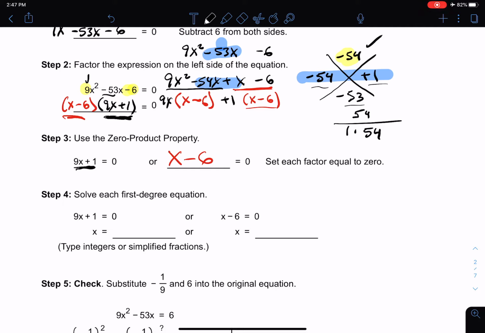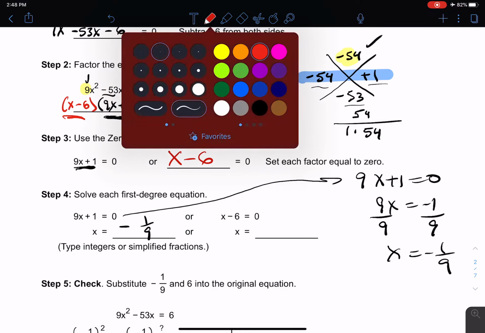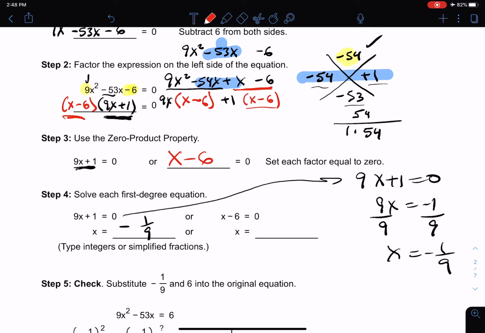This one has a little more work because it's more than one step, but it's not that bad. 9x plus 1 equals 0. Subtract 1 on both sides, which gives us a negative 1. Divide by 9, and x equals negative 1/9. And then on the other hand, this red one just says x minus 6 equals 0. Add 6 on both sides, x equals 6. So that one was an even easier problem.